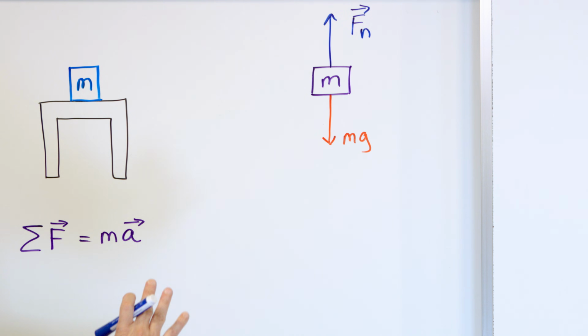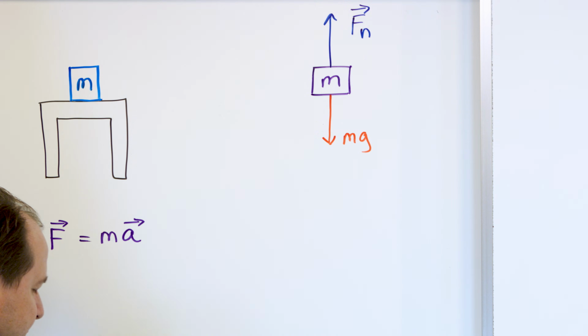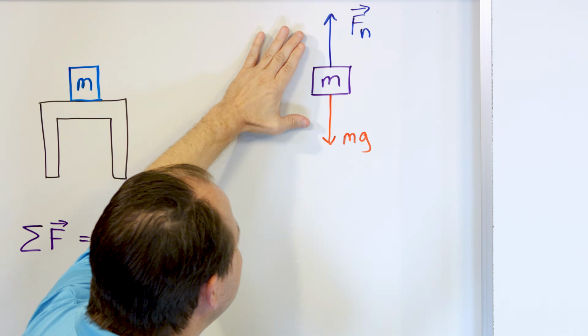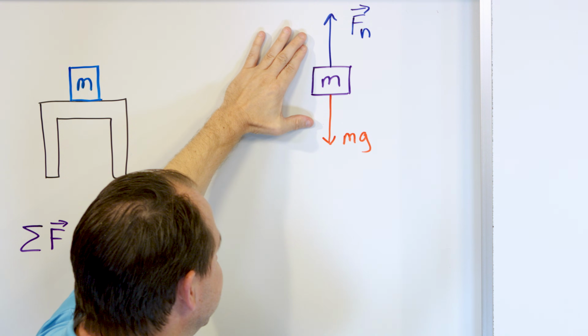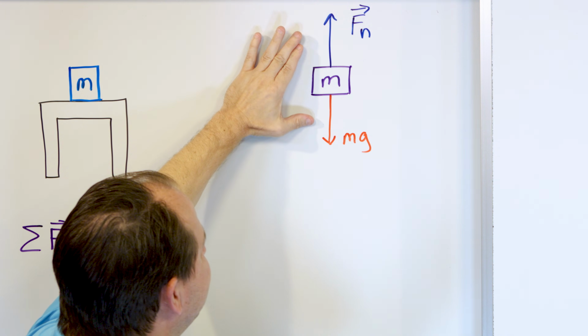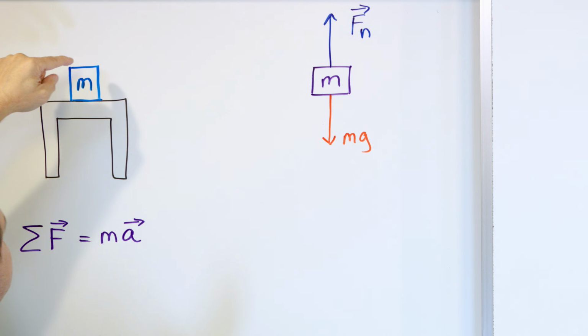Okay, now we're not going to turn this into a full-blown problem, but let's ask ourselves a question. We don't believe there are any additional forces acting on this thing. We think this is it. And this box is not moving at all.